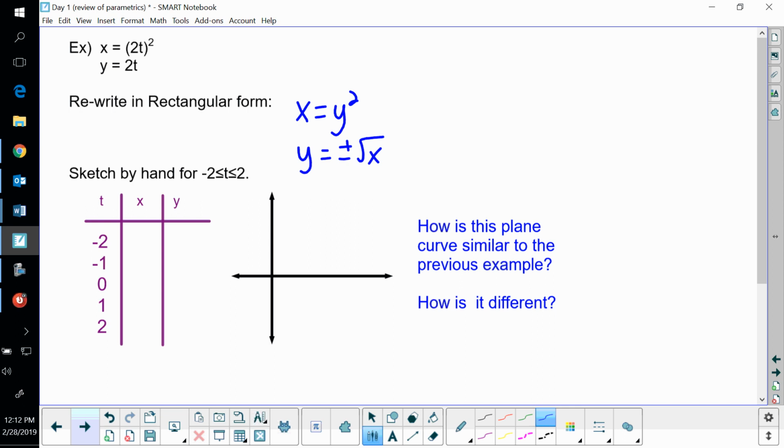Well, if we're to sketch this one, maybe we'll start with the y's again. It's just double the t's. So I have minus 4, minus 2, 0, 2, and 4. And then the x's are just those squared. So we'll plot these now, and I'm going to scale mine by 4s on the x-axis. We'll just go by 1s on the y-axis.